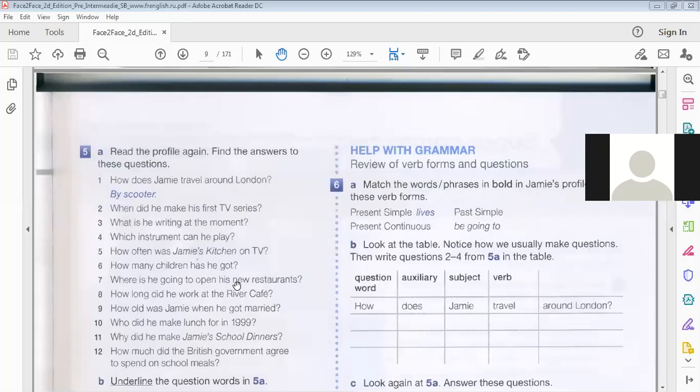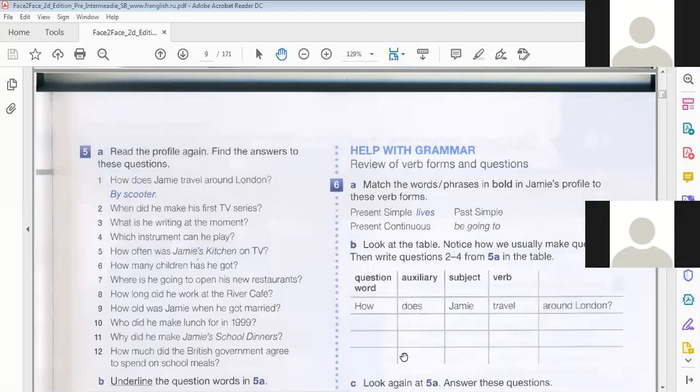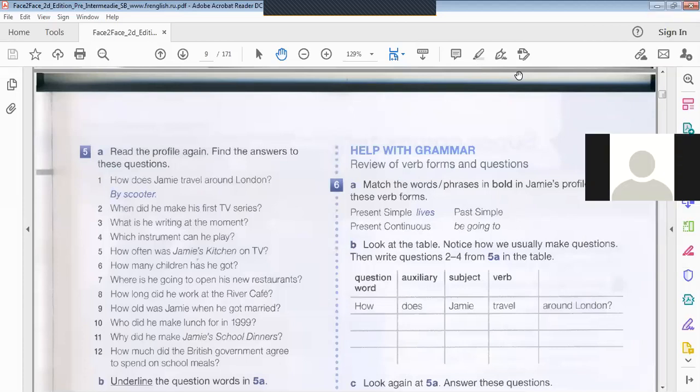Okay. What about number 11? Why did he make Jamie's School Dinners? This program. What was the reason for this? Because he wanted schools to give the children healthier food. Correct. Yeah, he wanted schools to give children healthier food. That's the reason why. All right. Very nice.